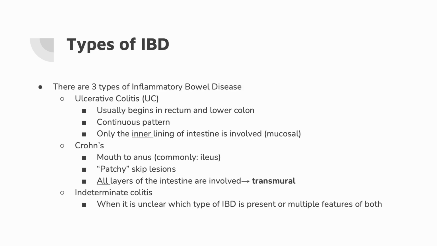Again, as mentioned, there really are two most common types of IBD, that being ulcerative colitis and Crohn's. There's also a third indeterminate category that's not often used, but it is important, specifically with reference to ultrasound, to know the difference between the two. Specifically in ulcerative colitis, this is usually a continuous pattern starting in the rectum and often affects the lower colon. This only affects the inner lining or the mucosal layer, which is very important for distinguishing for ultrasound purposes. Crohn's is usually a skip or patchy type lesion, and it can be anywhere mouth to anus. This is transmural inflammation.